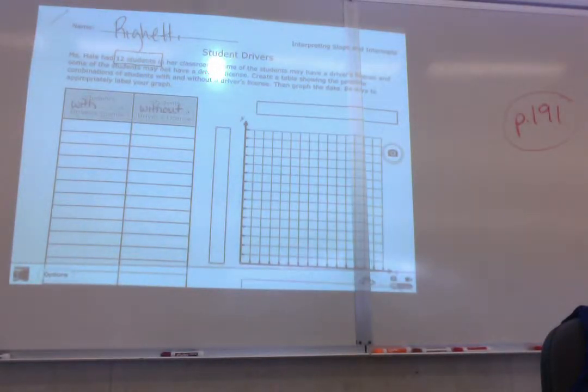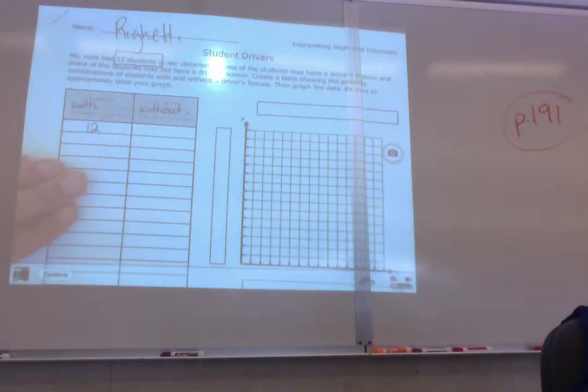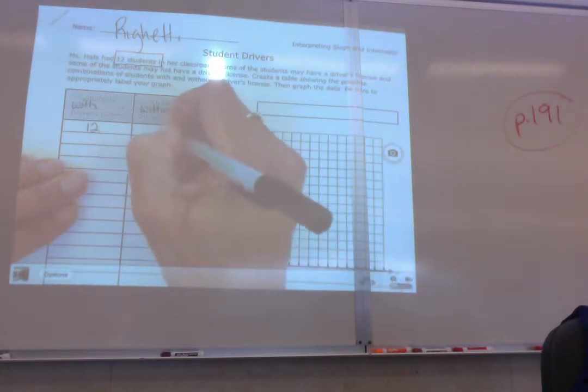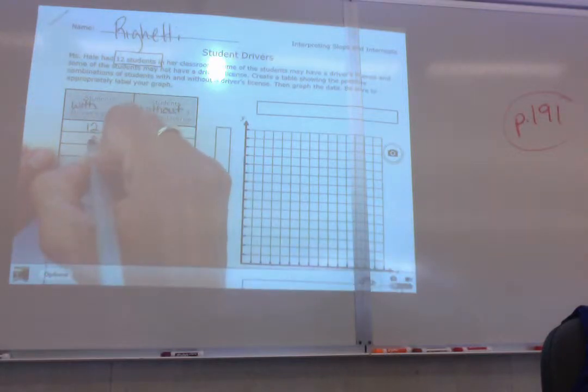Is it possible that all of the students have a driver's license? No. Could you have a math class where everybody could drive? Possible. Might not be likely, but is it possible? Yes. So it could be that all 12 have a driver's license, and that would mean nobody doesn't in that situation. Is it possible that no one could have a driver's license? So it is possible that no one.